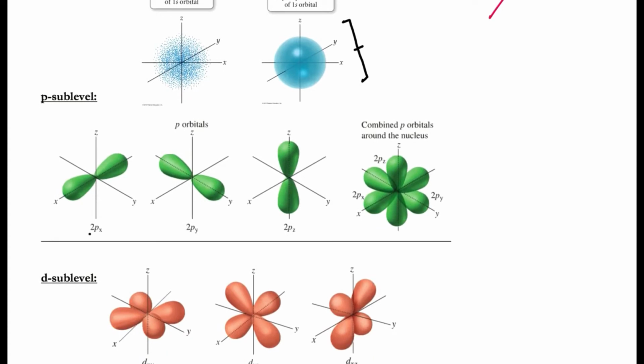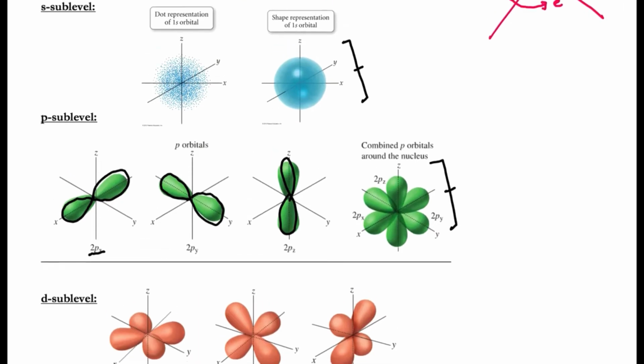So there's the 2px, which goes along the x-axis like this. This region is one orbital, one region where you will likely find electrons. Another region where you will likely find electrons is the 2py right there. We call it a dumbbell shape. And then there's one along the z-axis. So there are 3 different orbitals here, and when you put them all together, these are the regions where you will likely find the electrons that we designate to that orbital.